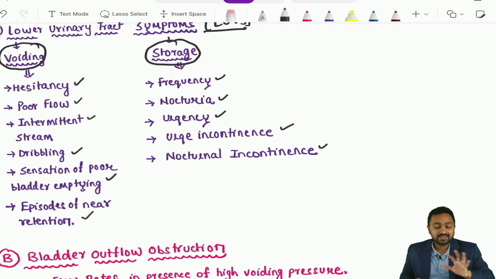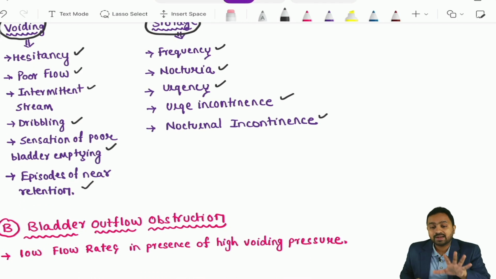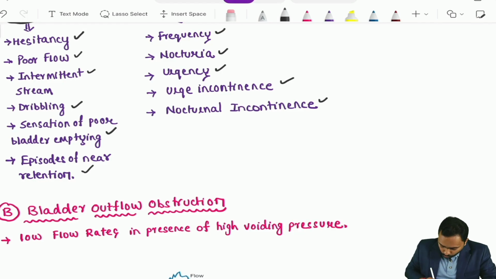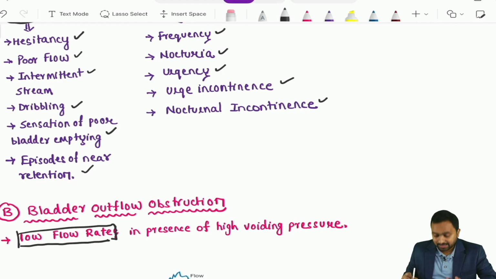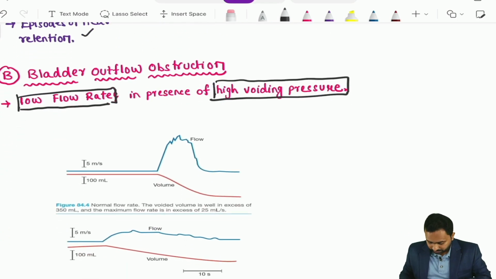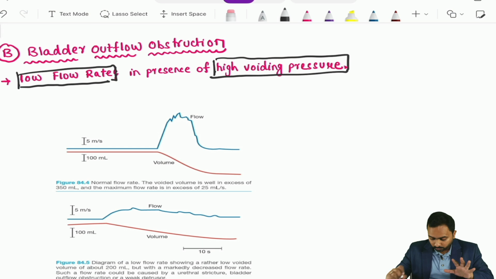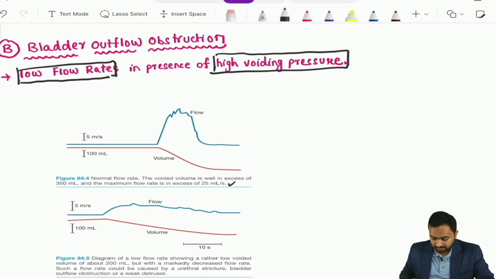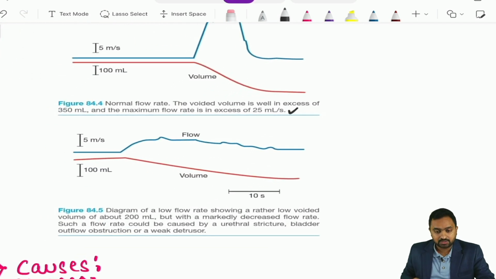Now we move on to the next important segment, which is your bladder outflow obstruction. So what is bladder outflow obstruction? These are low flow rates in the presence of high voiding pressure. If you look over here, this is your normal flow rate. The voided volume is well in excess of 350 ml and the maximum flow rate is in excess of 25 ml per second. Whereas in the diagram below, it is showing you a low flow rate, right, for a lesser volume, around 200 ml.